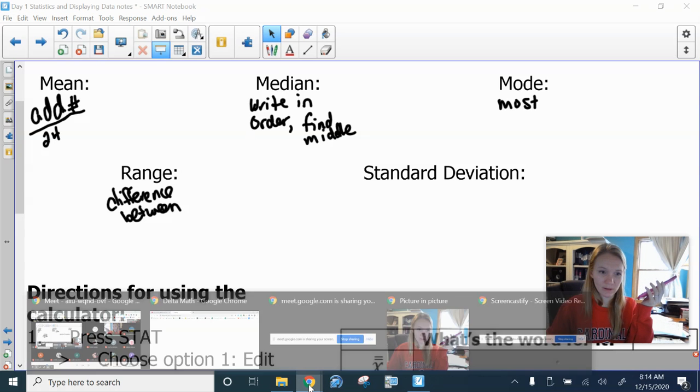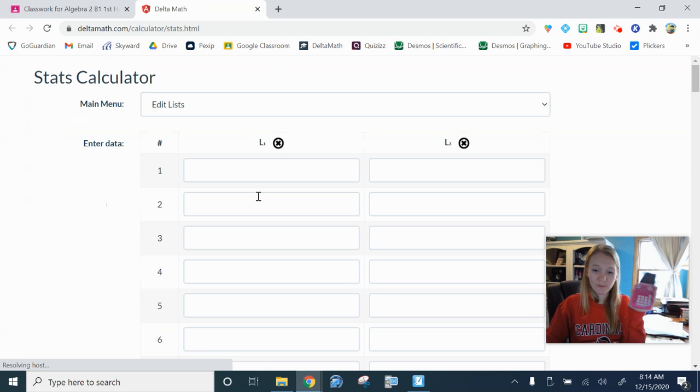But if you don't have a stat button or a calculator that has the ability to do stat, then you would just go in here and edit. So this is basically the same thing. You would hit edit in the graphing calculator in the TI, and you would get a table very much like this one that you see here on my screen.